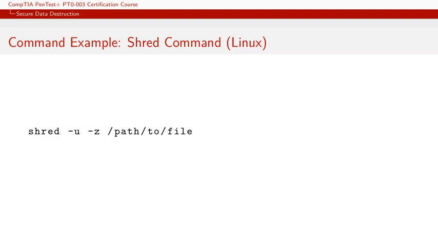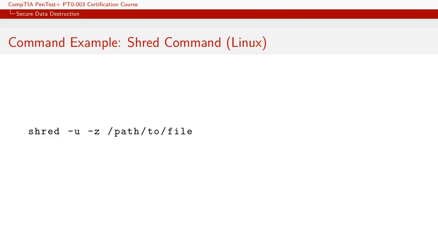The -u option tells shred to remove the file after overwriting. The -z option adds an extra step by writing zeros to the file to hide the shredding process. This makes it extremely difficult for any data recovery tools to retrieve the original data. In conclusion, using the shred command with these options is an effective way to ensure secure deletion of sensitive files in a Linux environment.